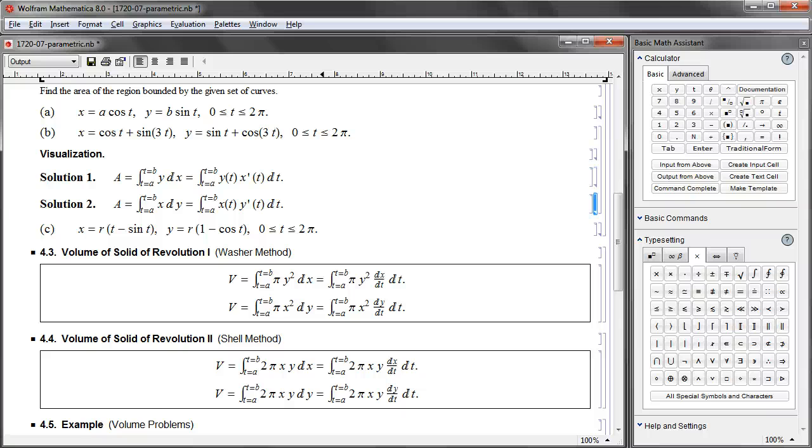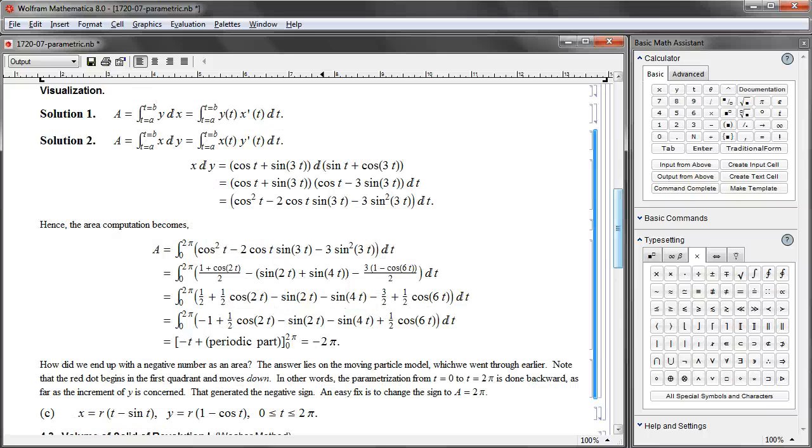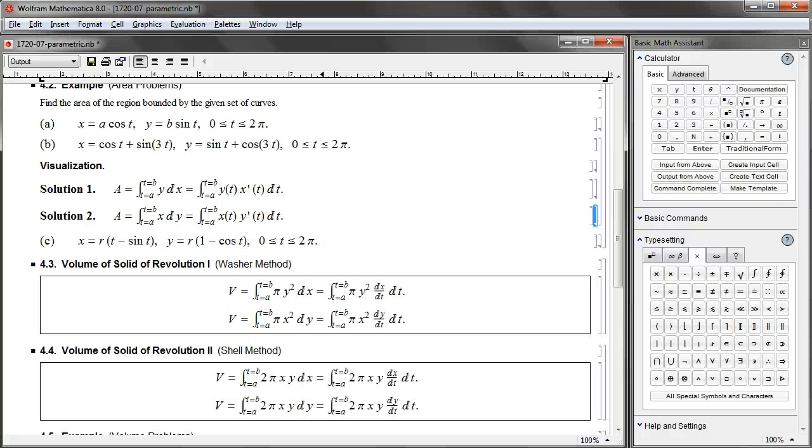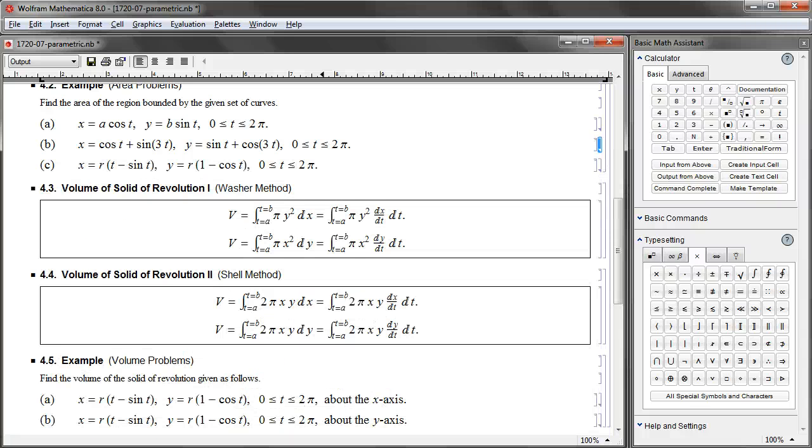How about this problem here, this method, x dy? Well, x is this part, and then dy is y prime dt. Here it is. After computation, we get something like that. Very similar to the previous problem, actually. Is it the same? I think it is the same, except for the sign. And then we end up with negative 2 pi, but don't worry about that. All you have to do is flip it over to positive. That has something to do with the direction of the motion, as a matter of fact.